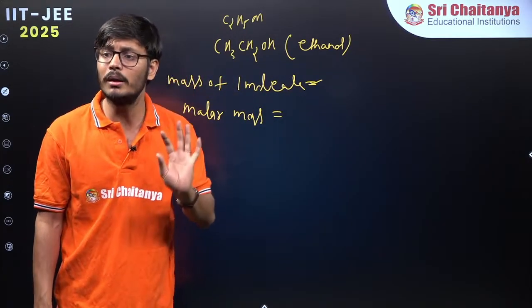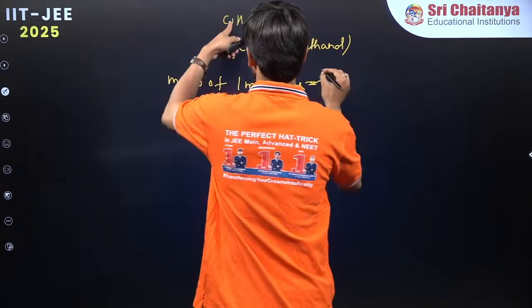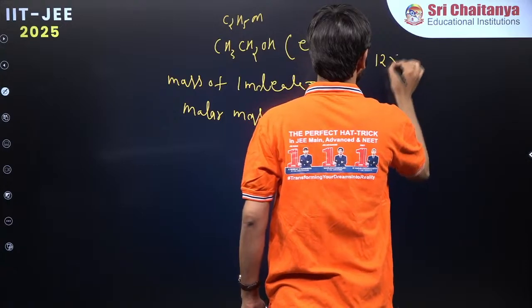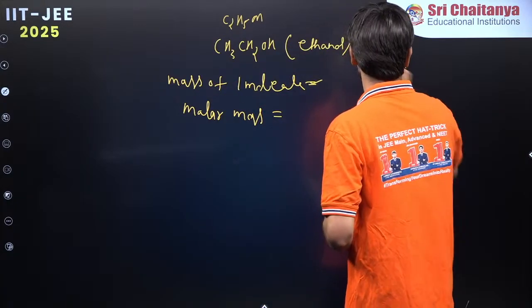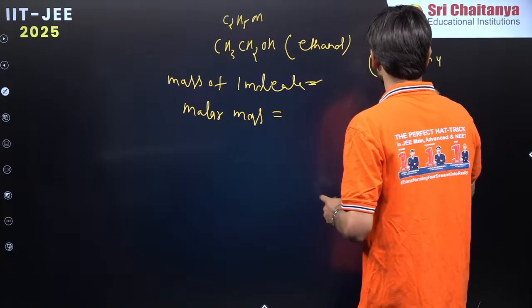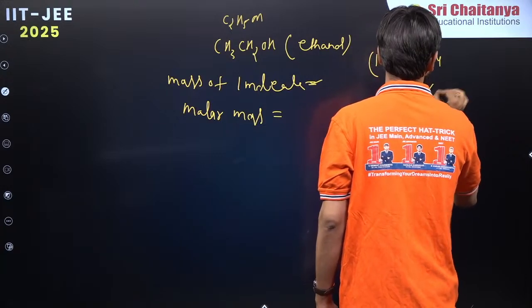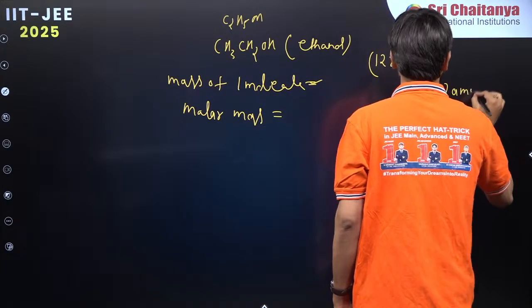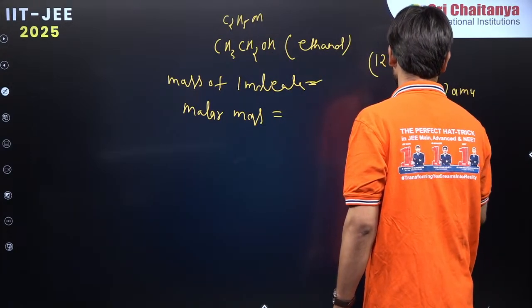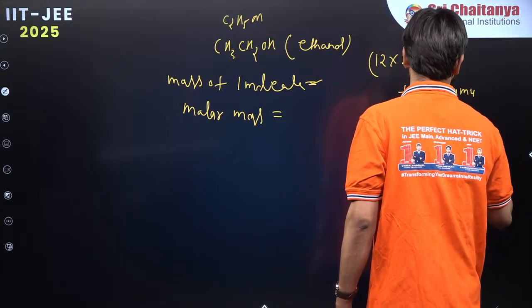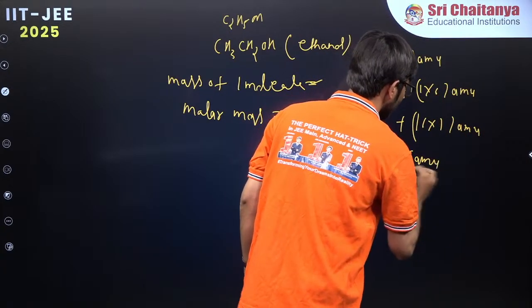a molecule is a very, very small particle. For that, what we will have is C2H6O. So carbon is 12 into 2. If you are finding for one molecule, the unit will be AMU. So 12 into 2 AMU plus what do we have? Hydrogen, 6 hydrogens. So 1 into 6, again the unit is AMU, because we are finding for the hydrogen atom. And then oxygen, 16 into 1 AMU, isn't it? So we are having 46 AMU.